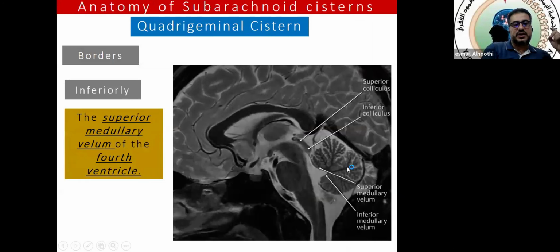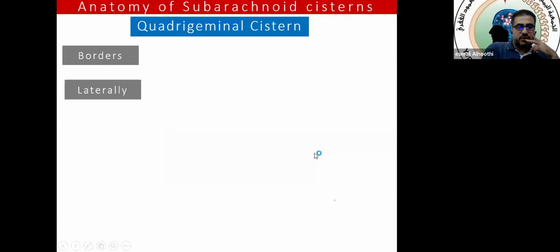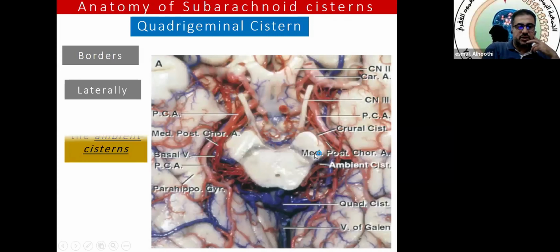Inferiorly, the superior medullary velum of the fourth ventricle, which is located here. Here is the superior velum of the fourth ventricle, which makes the inferior boundary of the quadrigeminal cistern. Laterally, it opens to the ambient cistern. From this quadrigeminal cistern, it opens to the ambient cistern, which is located laterally.